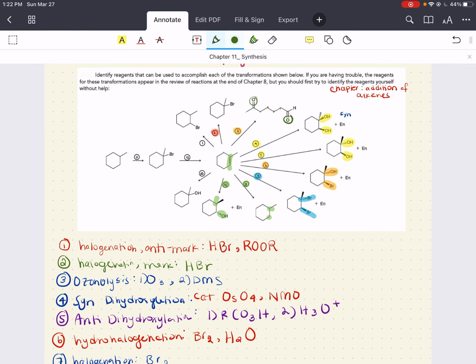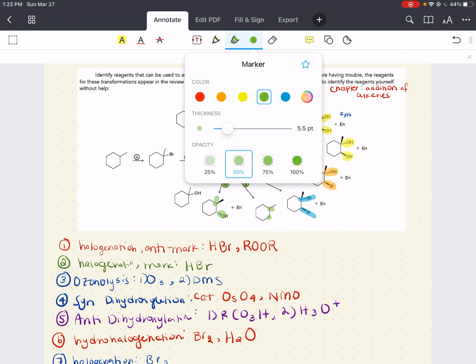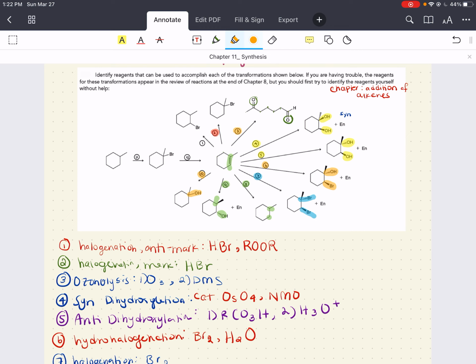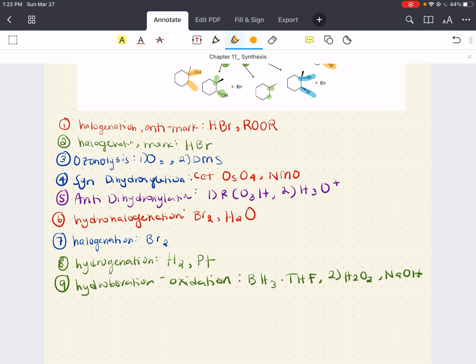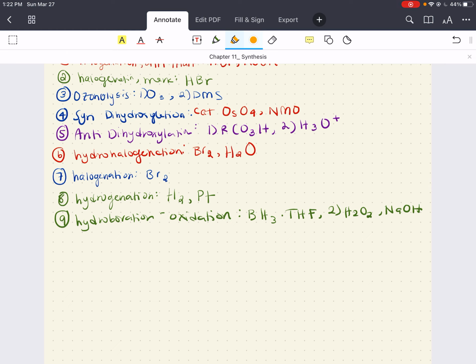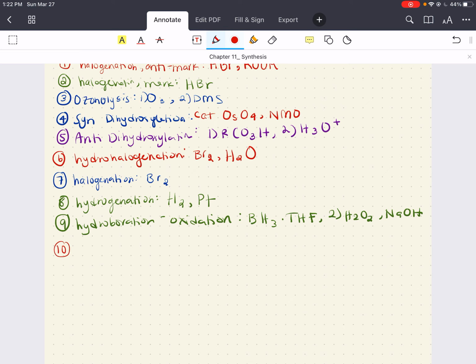Now, if we look at 10, we've added an alcohol and a hydrogen again, but now the alcohol is in the more substituted position. So this is just going to be a normal acid catalyzed hydration. That would work for this reaction, and it's really easy because all you need is a strong acid of any sort. So acid catalyzed hydration, and obviously you need a strong acid.